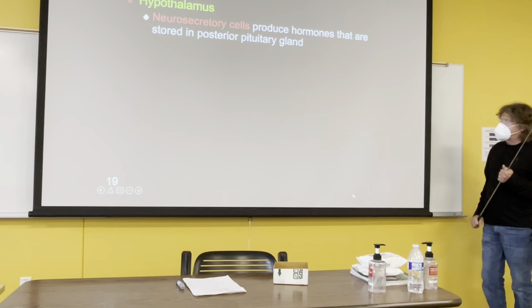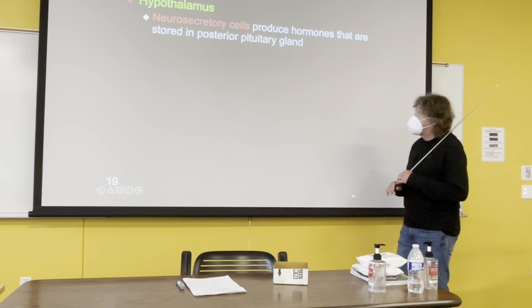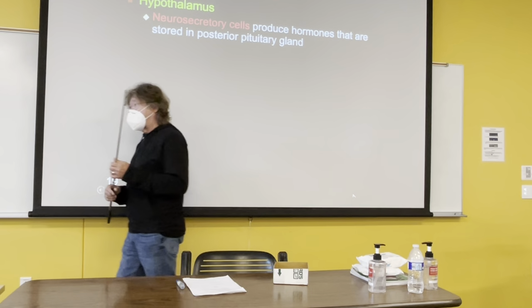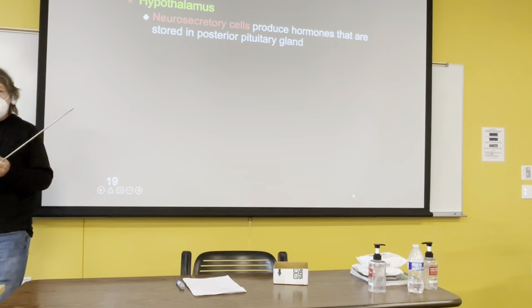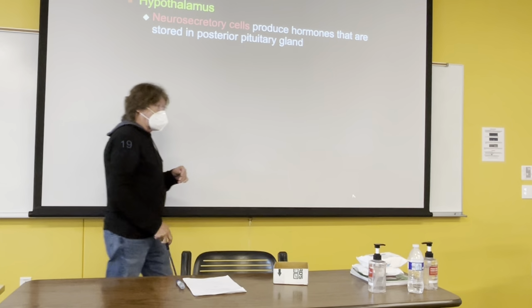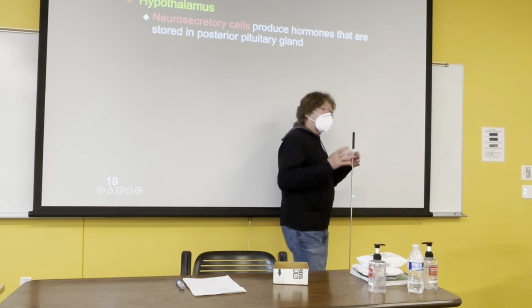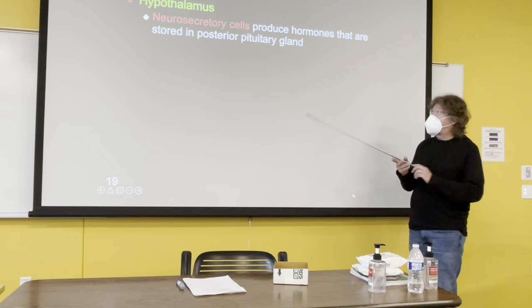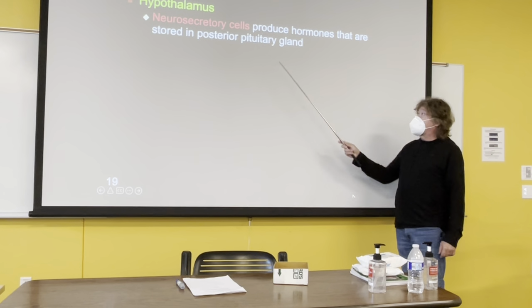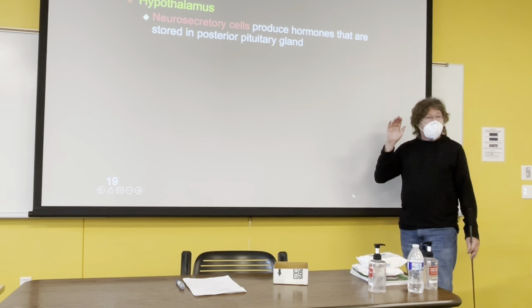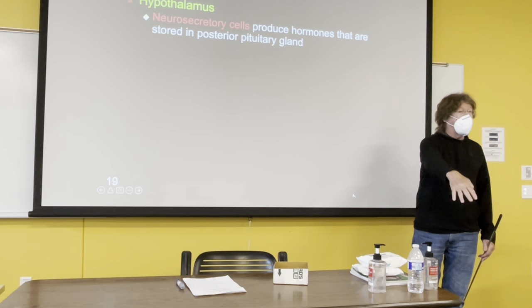Hypothalamus. I already introduced the hypothalamus with control of the kidney. In the hypothalamus, there are modified neurons that are called neurosecretory cells. Neurosecretory cells produce the hormones that are stored in the posterior pituitary. So the posterior pituitary does not produce any of its own hormones. All of them are made by these neurosecretory cells. They're released from the posterior pituitary, from the axons of the neurosecretory cells that happen to be there.